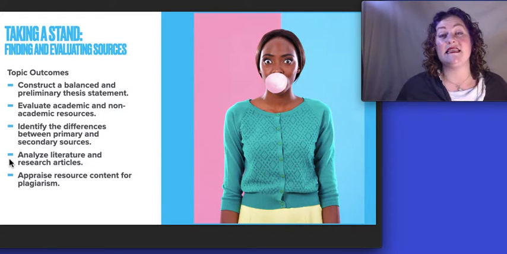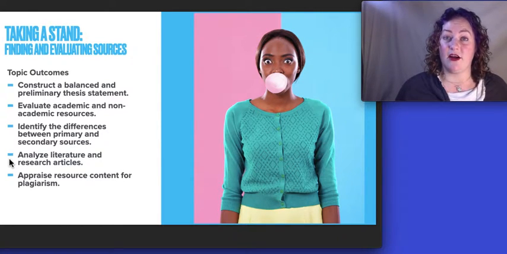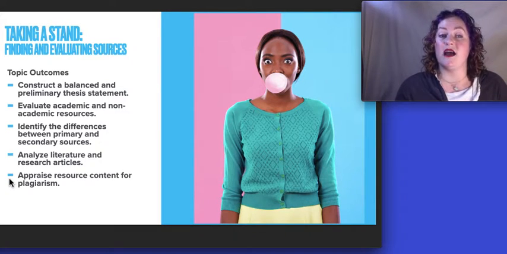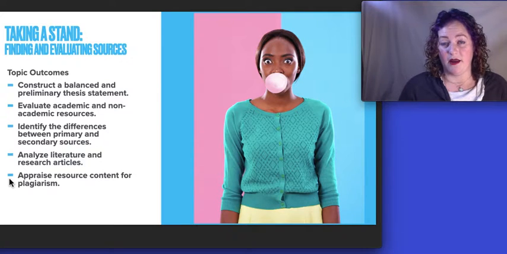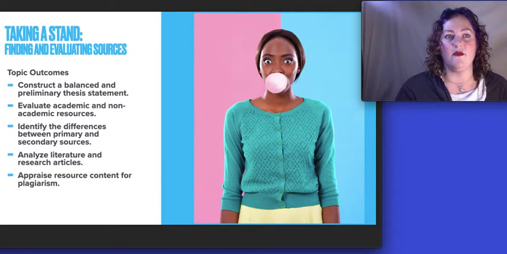We want to analyze literature and research articles. So we want to get them. We want to say, what's here? How do we evaluate when it's in our hands? How do we read that? And of course, we want to appraise resource content for plagiarism. The same way that we want to be ready to catch our own work, we want to be looking at who we read.